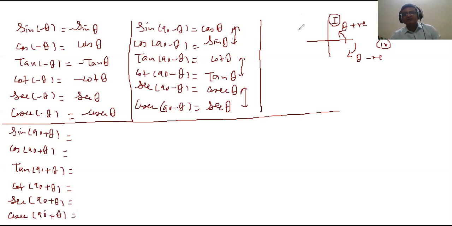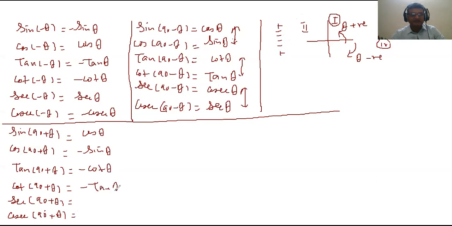90 plus theta means we are talking about the second quadrant. In the second quadrant, we know that sine is positive and cosec is positive, and the rest become negative. So in this case, sine of 90 plus theta becomes cos theta, while cos becomes minus sine. This is minus cot theta. This is minus tan theta. And this is going to be minus cosec theta.